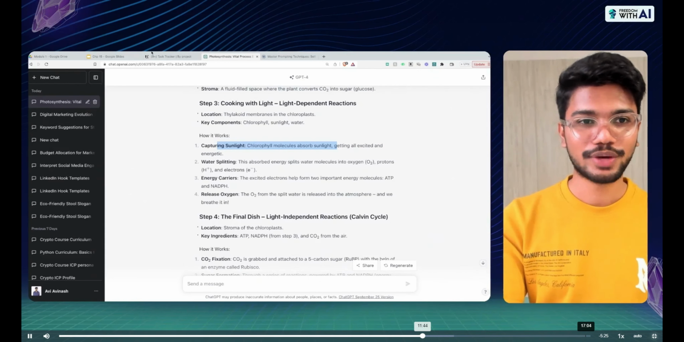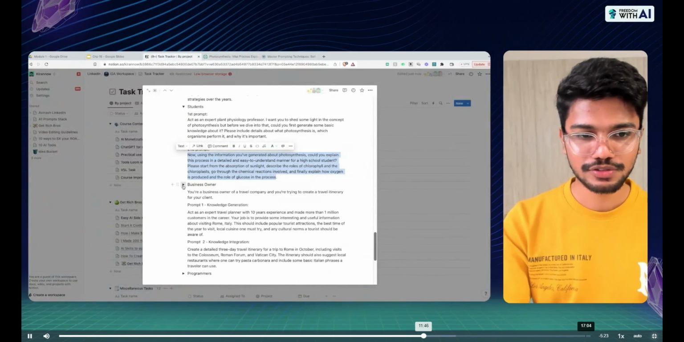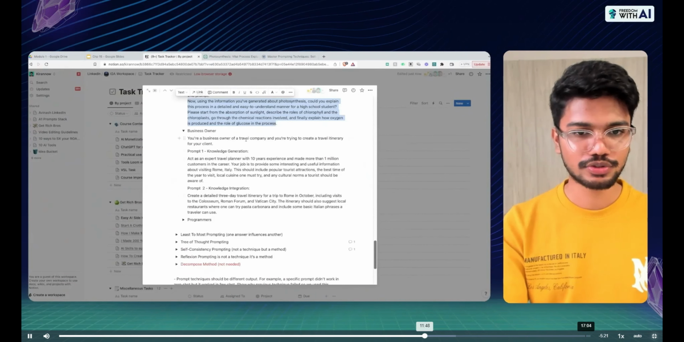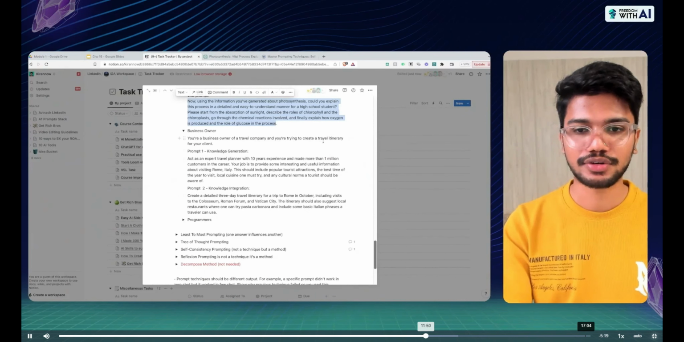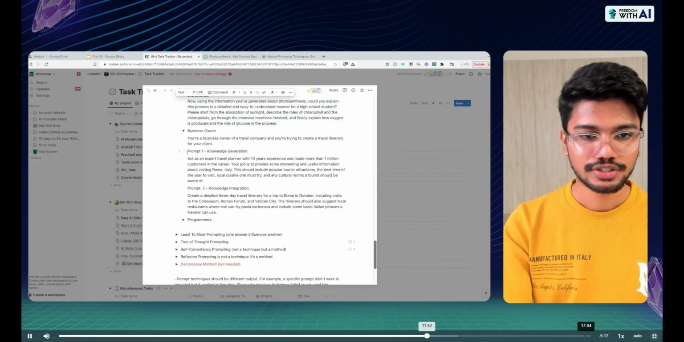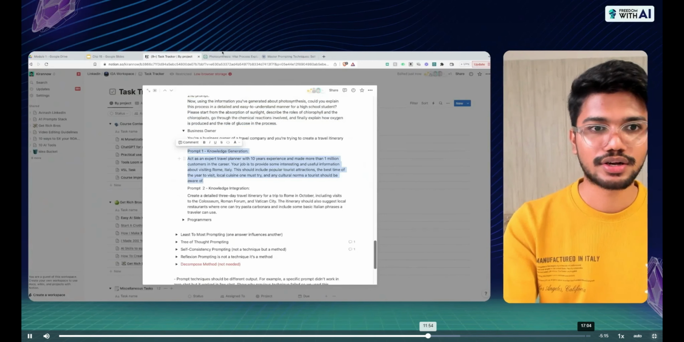Anyways, so those are the two examples, and we could even do this for business owners. You're a business owner of a travel agency company, trying to create a travel itinerary for your client. So the first prompt is to generate knowledge.